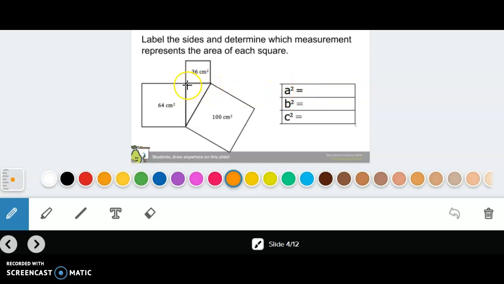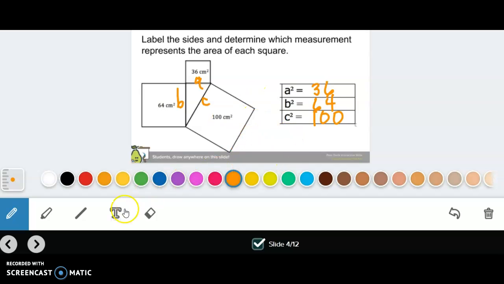So for side A, the area of A squared would be 36, right? Because that's my side A. My side B is the long side. So B squared, the area is already 64. We squared whatever number and we got 64. And then now my C is 100 because that's the information I have in that square.